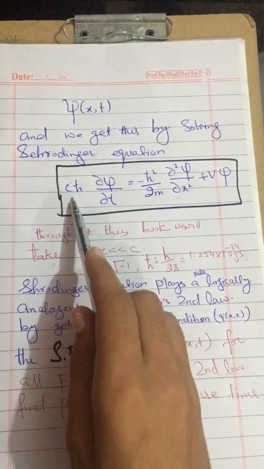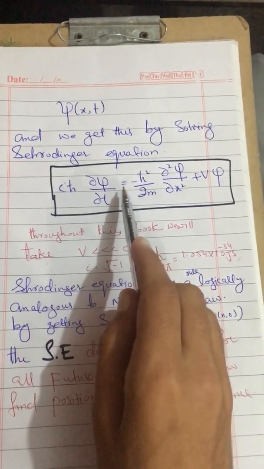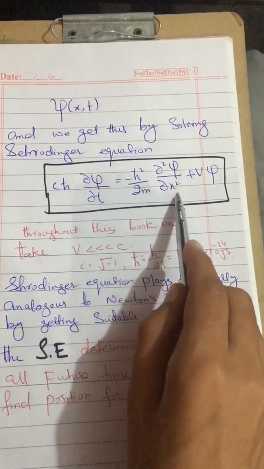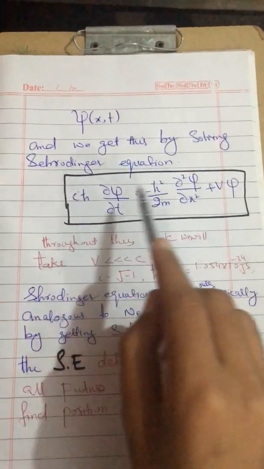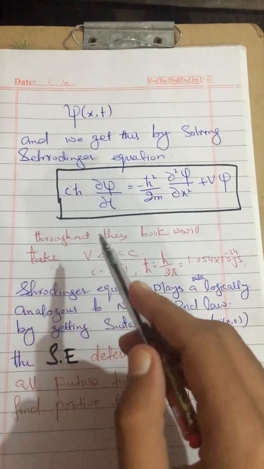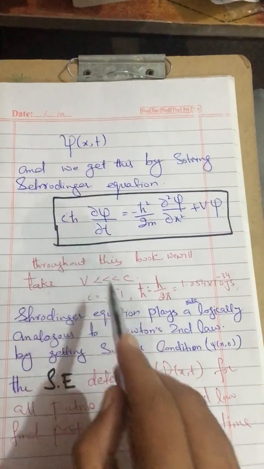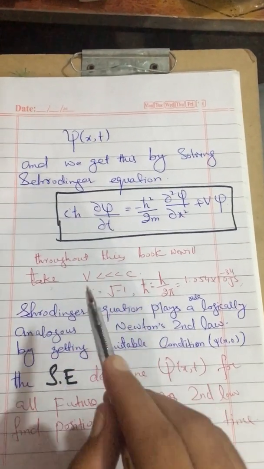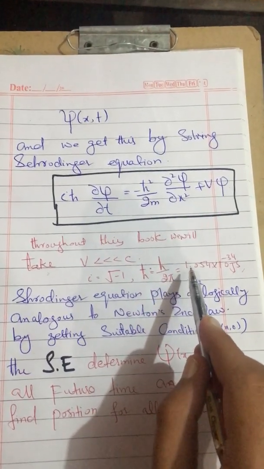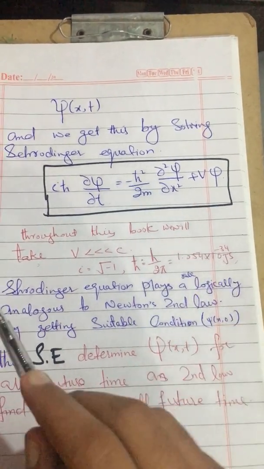The Schrodinger equation is: i h-bar ∂psi/∂t = -h-bar squared divided by 2m ∂²psi/∂x² plus V psi. This is the Schrodinger equation. We can find psi, the wave function, from this equation. Here i is iota, which is equal to the square root of minus 1, and h-bar is equal to Planck's constant divided by 2 pi, which is equal to 1.054 times 10 raised to the power minus 34 joule second.